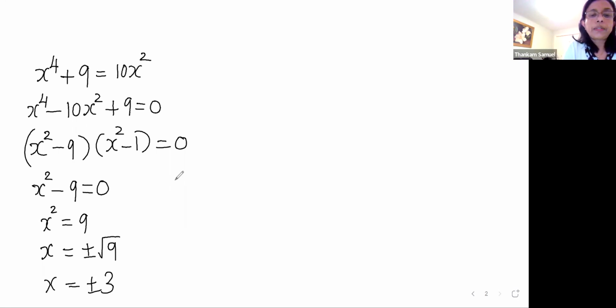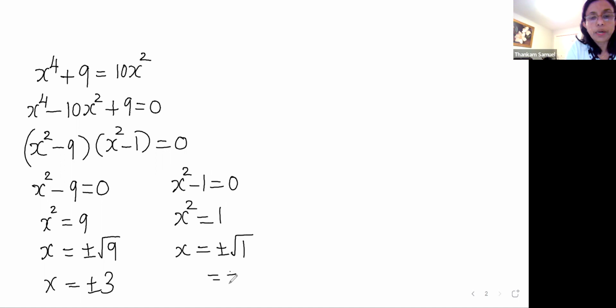And also consider the second factor, x squared minus 1 equals 0. To solve for x, add 1 on both sides. Then by using the square root property, we can find the value of x, take square root on both sides. So x equals plus or minus square root of 1, that is plus or minus 1. So we need to find the corresponding y values also. Let's go to the next page.